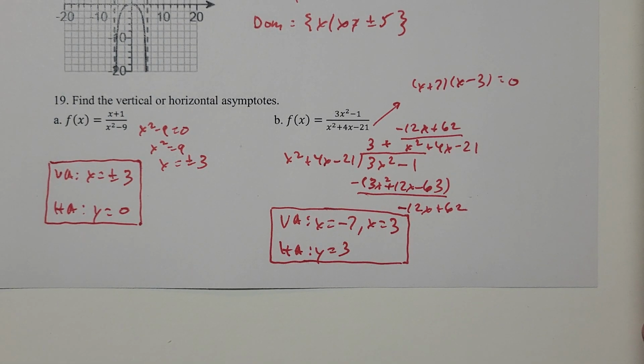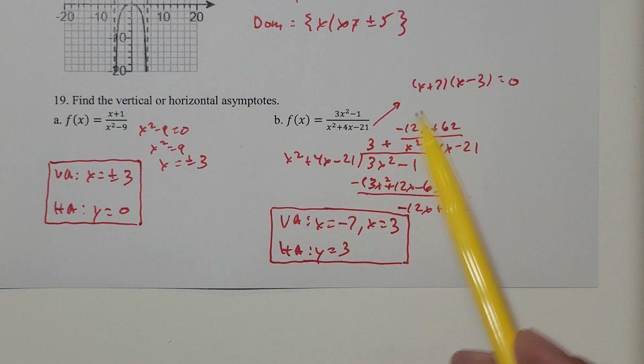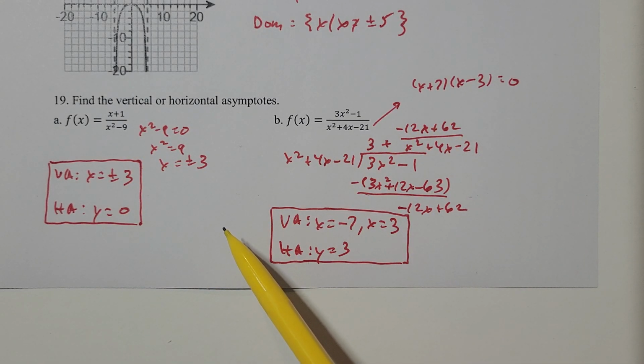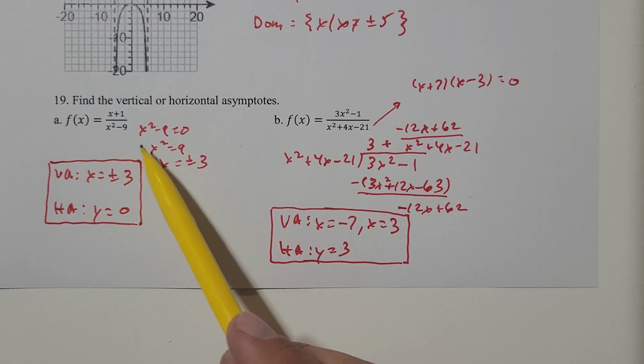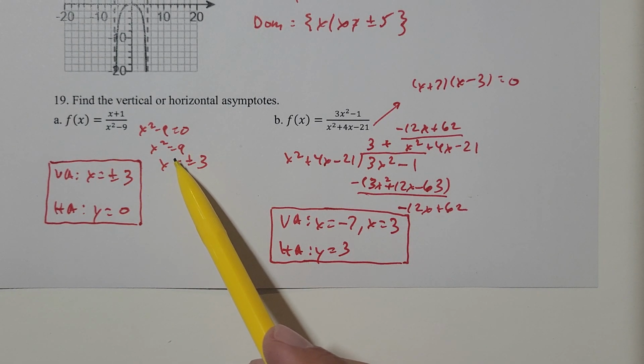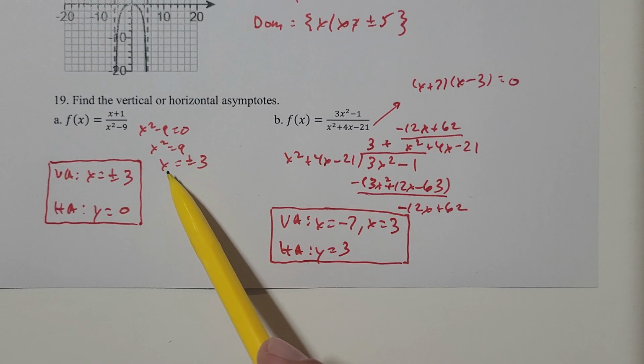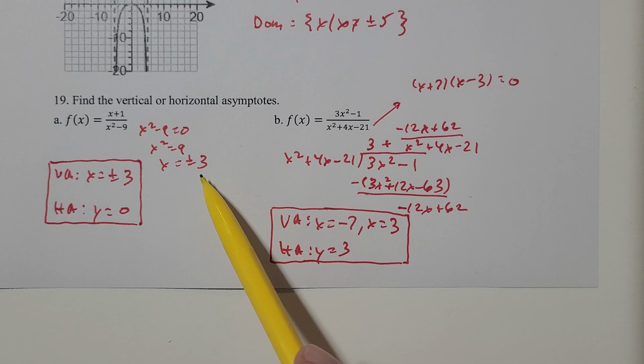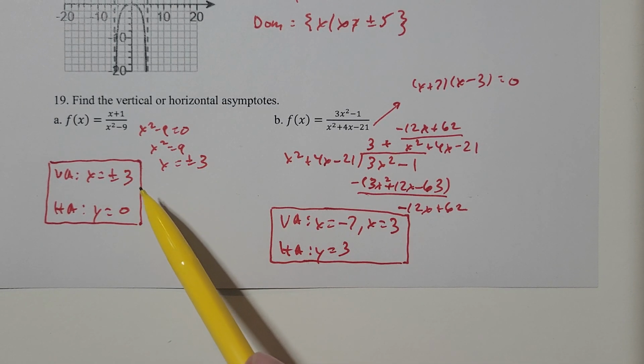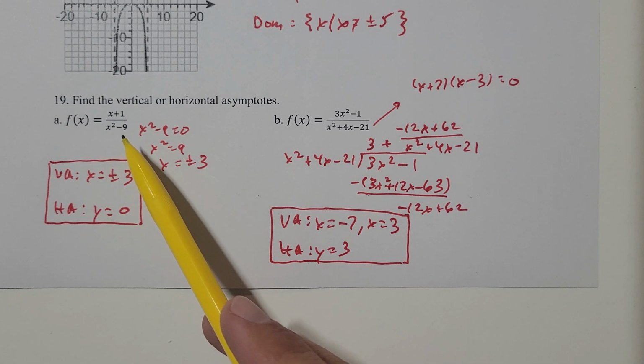Problem 19 is where they want us to find the vertical or horizontal asymptotes. Okay, so again, the vertical asymptotes are when I set the denominator equal to 0 and I solve. So x squared minus 9 equals 0. If I solve that equation, x squared is 9. So then take the square root of both sides, x would be plus or minus 3. Okay, I'm going to have two vertical asymptotes on this graph here at x equal 3 and x equal -3. Again, make sure those are written as equations.